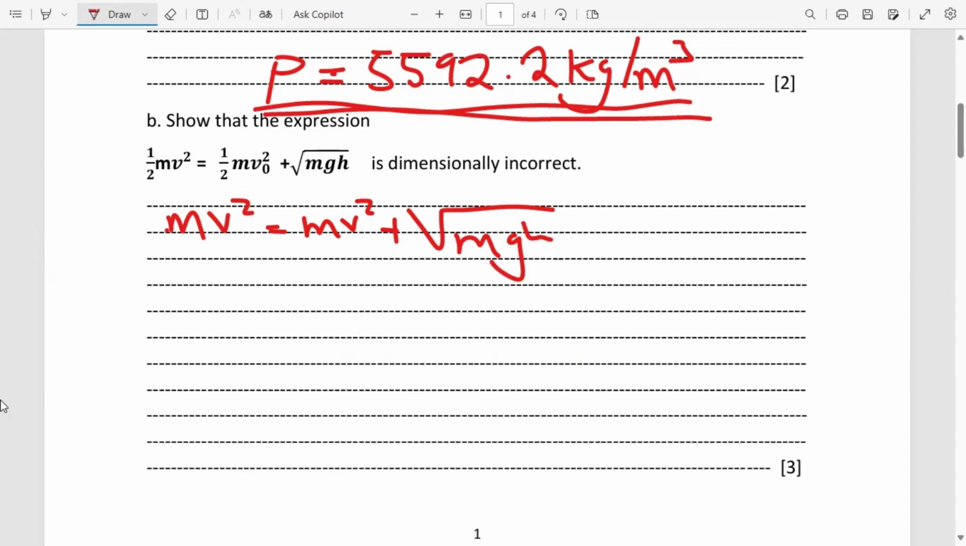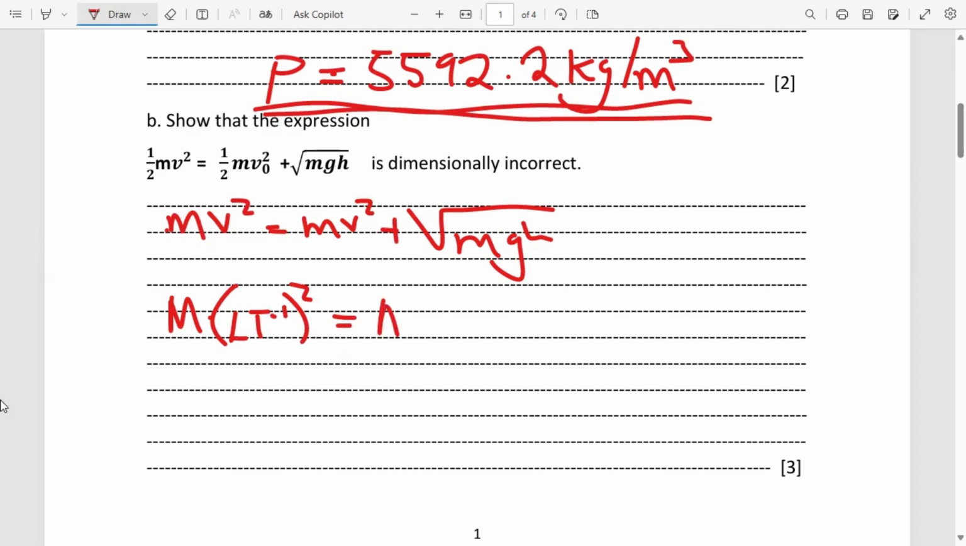We're going to introduce the dimensions of each. So m here is for mass, v is for velocity, then it's squared like that. So I'll say my mass with dimensions M multiplied by the dimension of velocity, which is LT to the power minus 1, squared like that. This is equal to what?